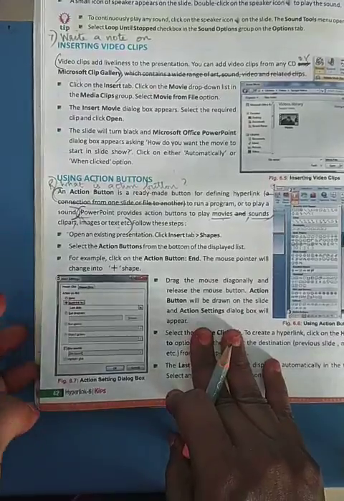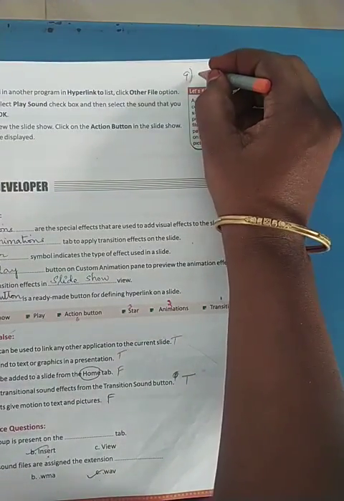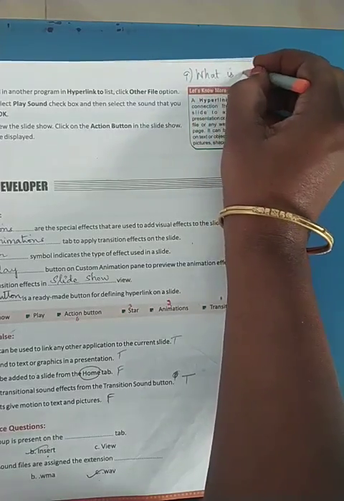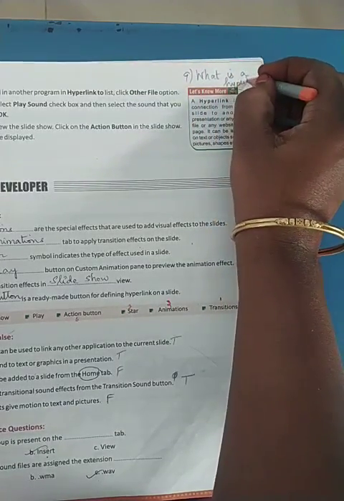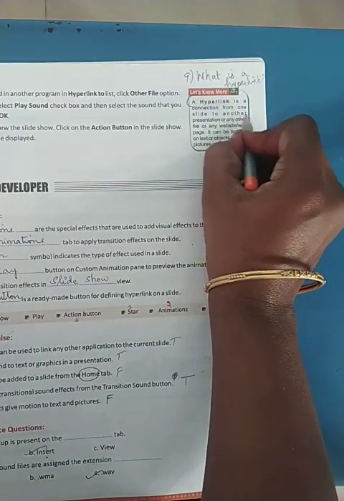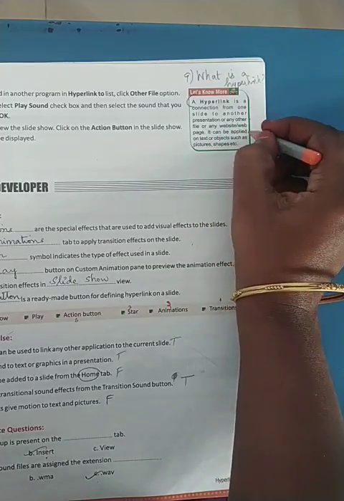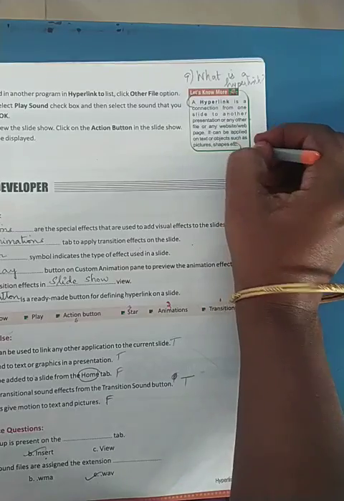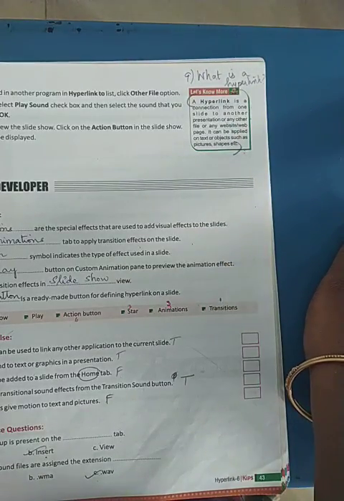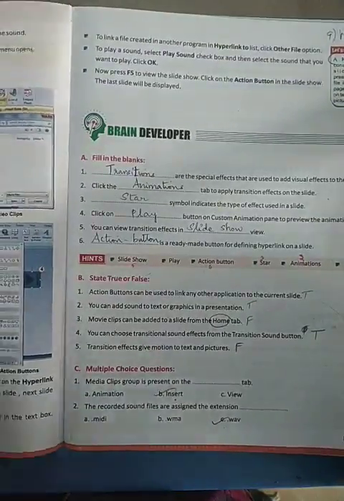Then coming to the 1 mark, we already saw 1 mark in the last video itself. So the 9th question is: What is a hyperlink? A hyperlink is a connection from one slide to another presentation or any other file or any web page. It can be applied on text or objects, etc. This is the answer for the 9th question. So in this lesson we will be having 9 question answers.